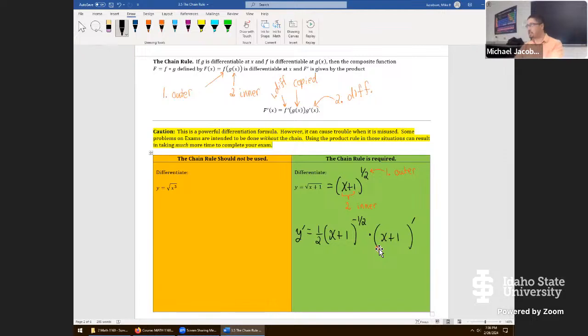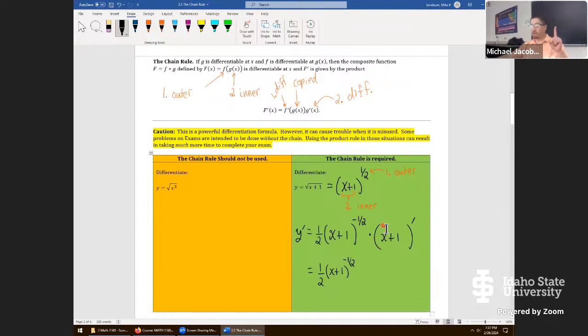Okay, we're happy with this. Here's the next step. We're just simplifying. I'm not worried if you leave your power as a negative here, so you can leave it in that format. 1/2 can be left just the way it is. So this is 1/2, x plus 1 to the power negative 1/2.